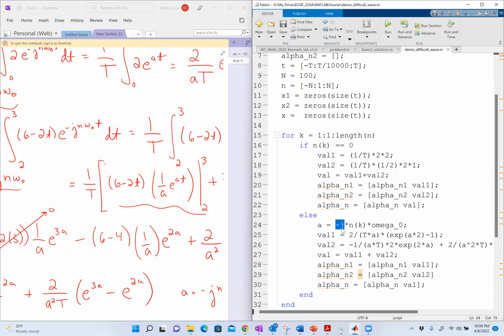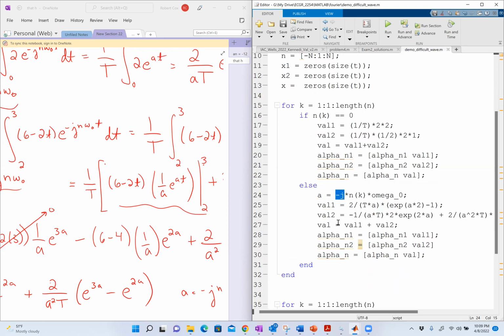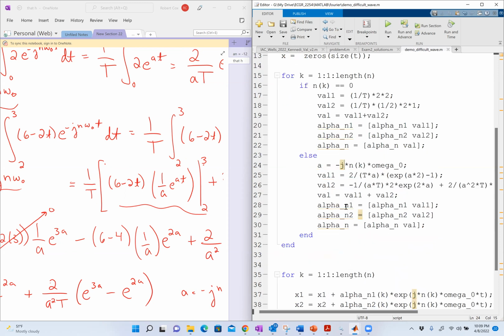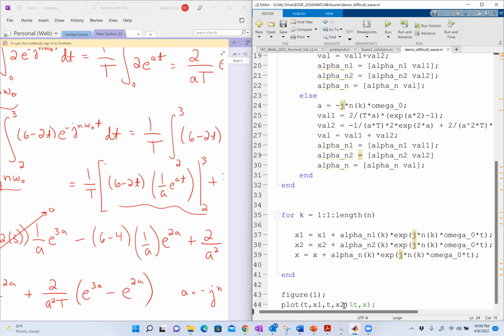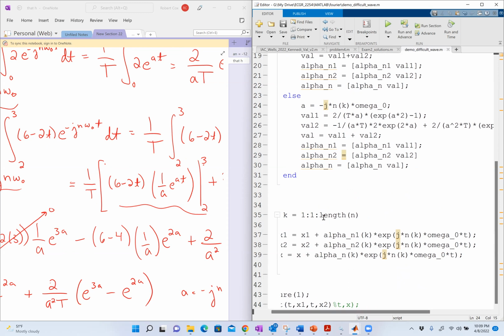I also, by having this negative sign in here, it means that all of the sign cancellations and stuff that would have been in the math otherwise, which would have caused a lot of mistakes for me, is kind of covered up. All right. So then what I have down here is where I'm actually reconstructing the waveform, right? So as I loop through the values of n, I take my existing x1 and I add to it alpha n times exponential j n omega naught t. Same thing for x2, same thing for x.